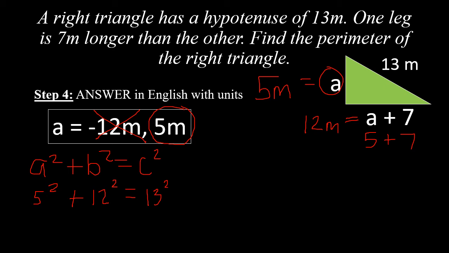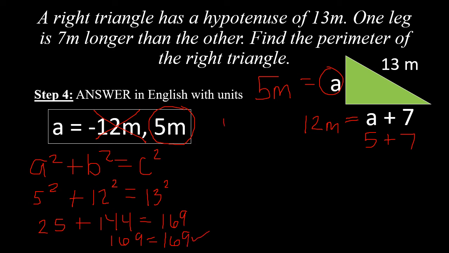5 squared plus 12 squared should equal 13 squared. And in fact, it does, okay, you guys? So 5 squared is 25, 12 squared is 144, and 13 squared is 169, okay? And 25 plus 144 is 169. So that does check out, all right? So we did our math correctly.